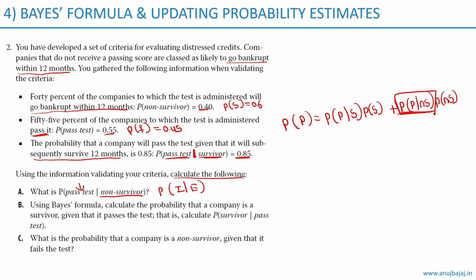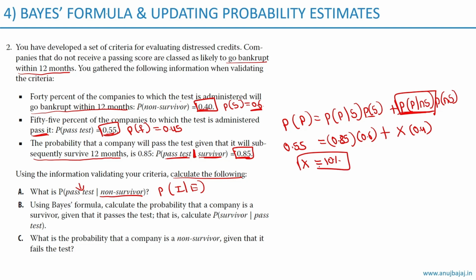So we know the probability of a company passing is 55%. And the probability of a company passing the test given that it has survived is 85%, multiplied by the probability of the company surviving, which is 60%. Plus, let's keep this as x, multiplied by the probability of a company not surviving, which is 40%. So solving for x, we get 10%. So the probability of a company passing the test, given that it's a non-survivor, is 10%.